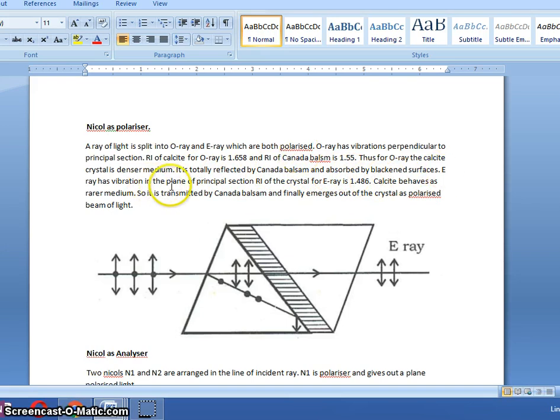The E ray has vibrations in the plane of the principal section. The refractive index of the crystal for the E ray is 1.486. Calcite behaves as a rarer medium, so it is transmitted by Canada balsam and finally emerges out of the crystal as a polarized beam of light.